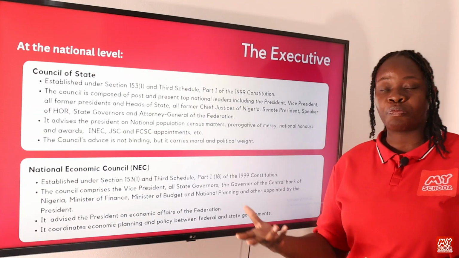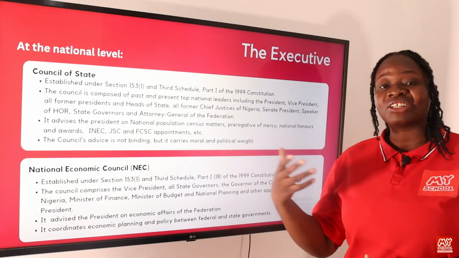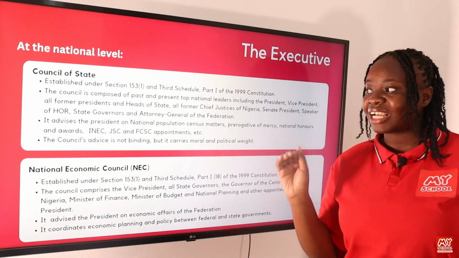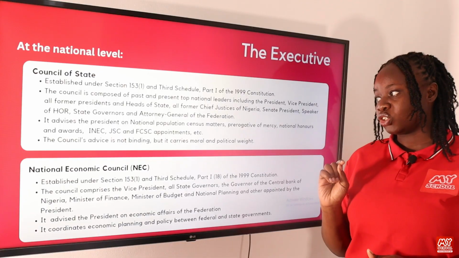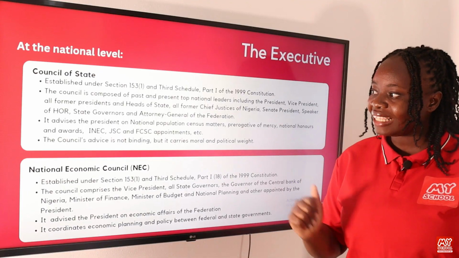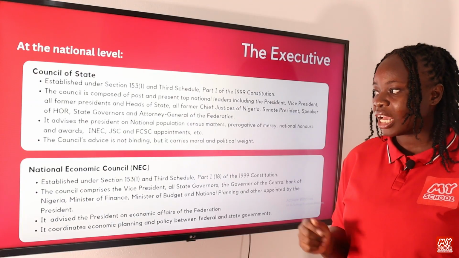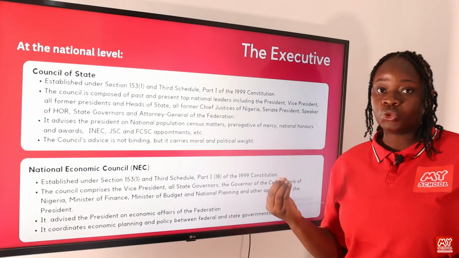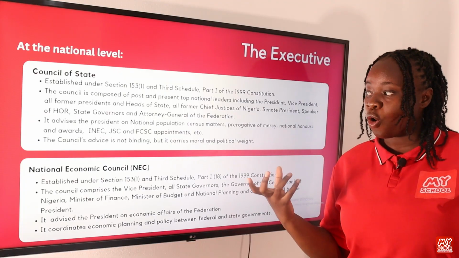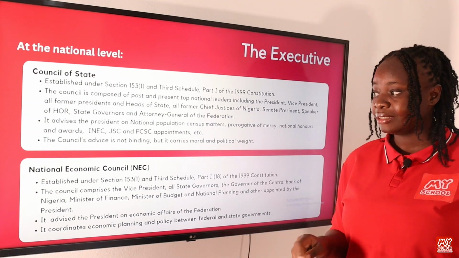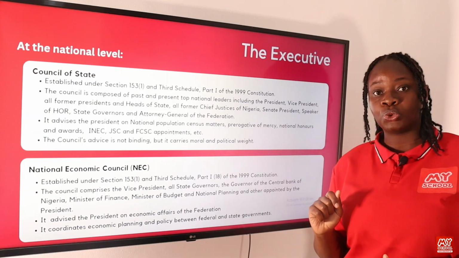So you can see a lot of past presidents, past head of states, past chief justices in this council. So what they do is that they advise the president on national population census matters, prerogative of mercy, national honors and awards, INEC, the Judicial Service Commission, and the Federal Civil Service Commission appointments. So what they do is they advise the president. They are there in an advisory capacity. So the council's advice is not binding. It only carries moral and political weight.